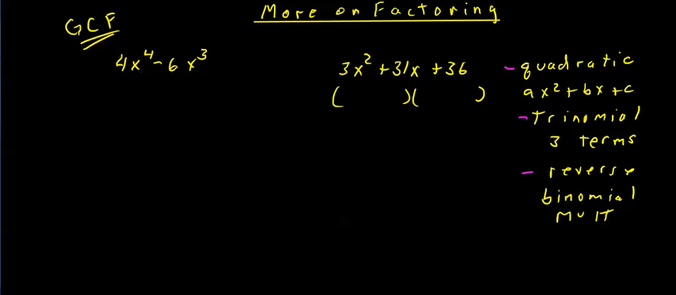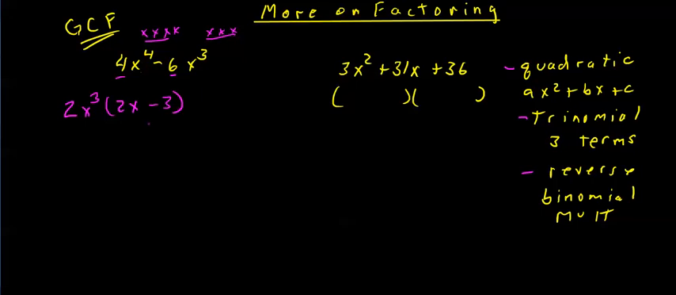This is not a trinomial, and so all we're going to do is look for the common factor. Between the 4 and the 6, we have a common factor of 2. This is x to the 4th. This is x cubed. We have 3 x's in common. And then we end up doing reverse distribution, 2x minus 3.